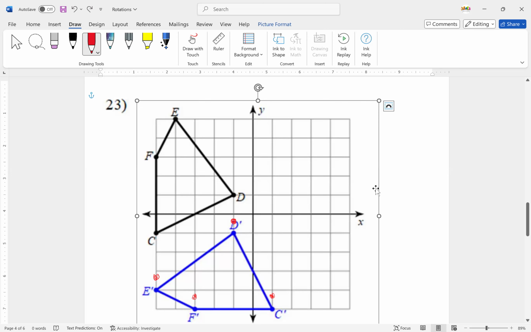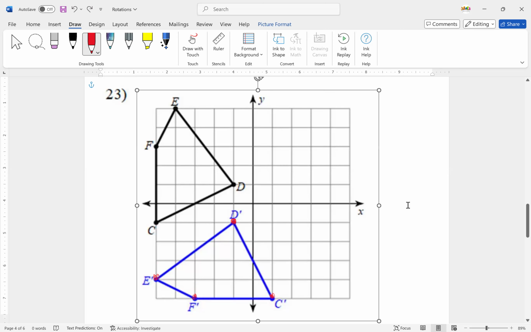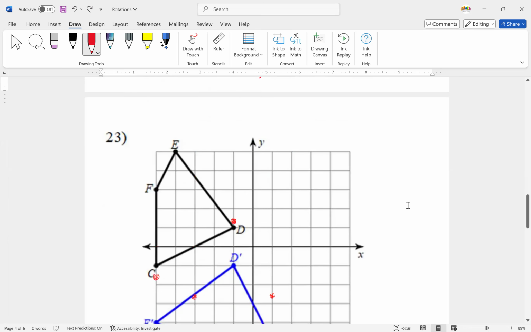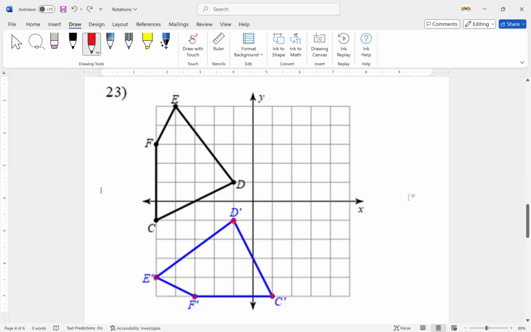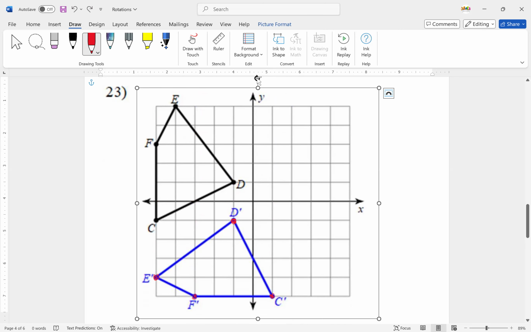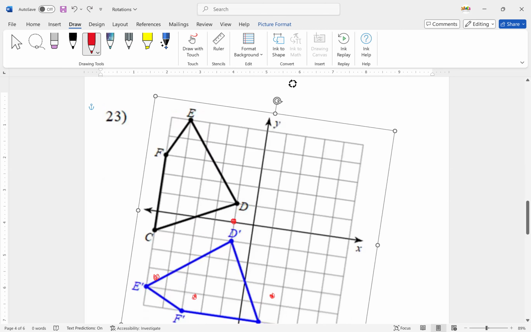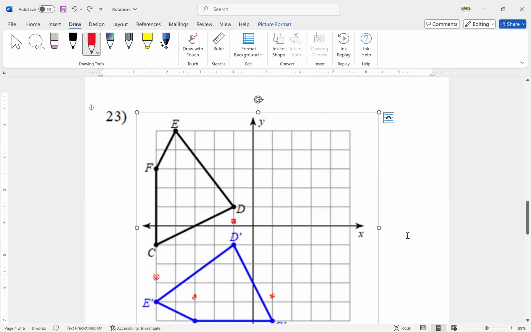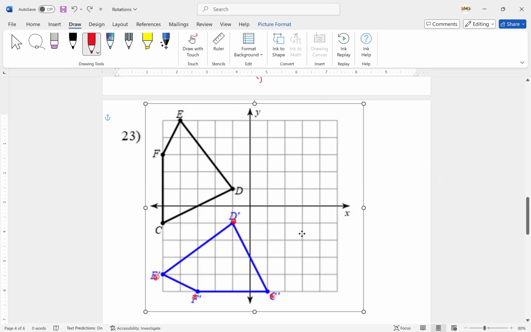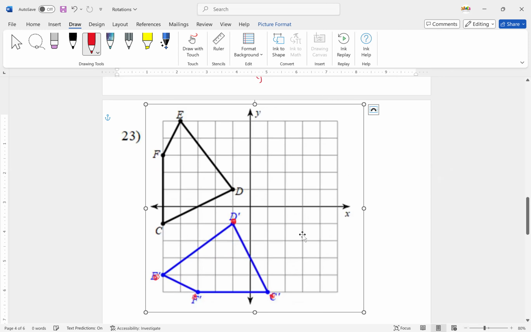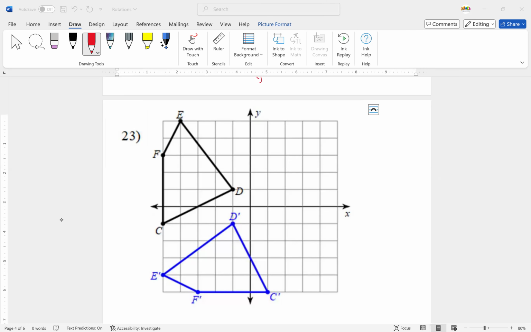Move this over, right there. I'm gonna move this over. I'm gonna rotate this. Let me zoom out. Okay, so let me do this again.